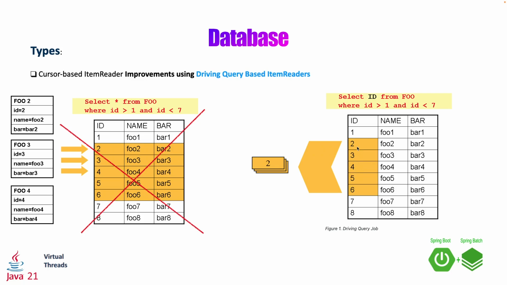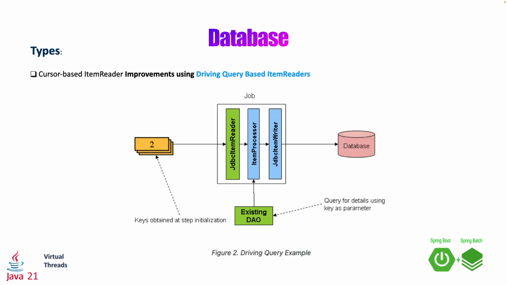So we are going to select only the IDs, and then we are going to use, for example, the item processor to map or transform the ID into a complete object. What I mean is, here, as we can see, we have our JDBC item reader, which will only select the keys, which are the IDs. Then we are going to use the item processor with the help of a DAO in order to query for more details for each ID. So this can be very nice, right?